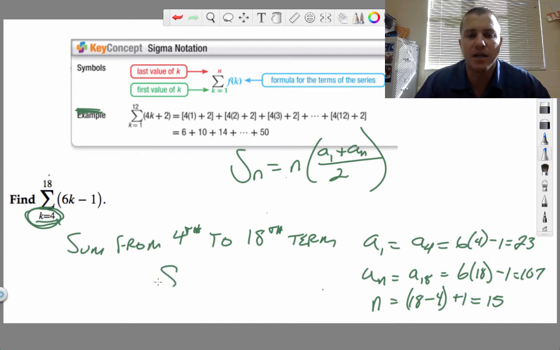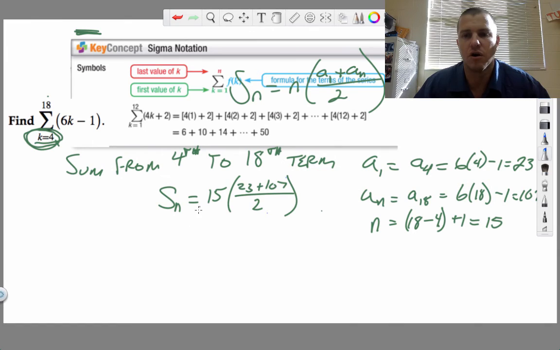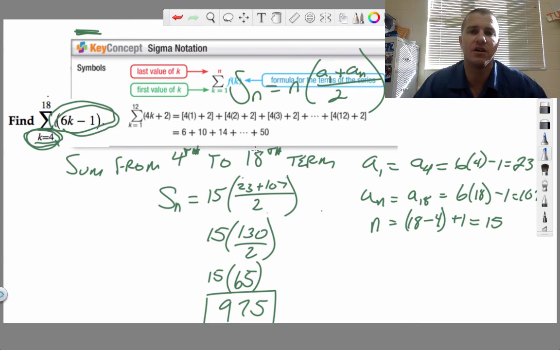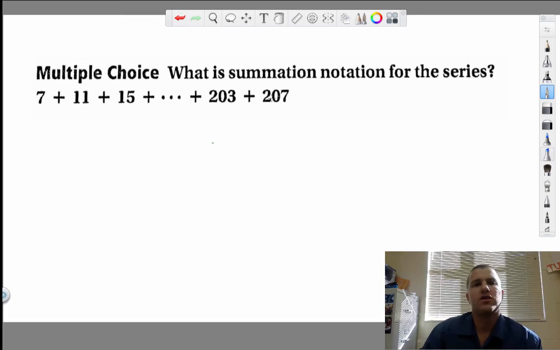So now I can plug it into that formula. I'm going to scroll up a little bit, and I have 23 plus 107, the 3 gets me to 110, plus 20 more is 130, divided by 2 is 65. 15 times 65 becomes 975. So the sum from the 4th term to the 18th term for the series that uses this equation is going to be 975.